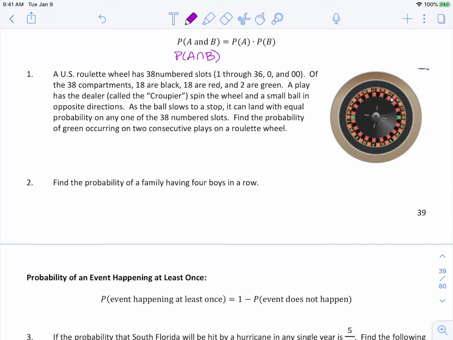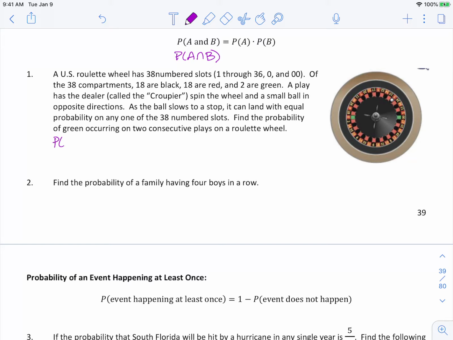All right, a US roulette wheel has 38 numbered slots, 1 through 36, 0 and 00. Of the 38 compartments, 18 are black, 18 are red, and 2 are green. A play has the dealer, called the croupier, spin the wheel and a small ball in opposite directions. As the ball slows to a stop, it can land with equal probability on any one of the 38 numbered slots. Find the probability of green occurring on 2 consecutive plays on a roulette wheel.